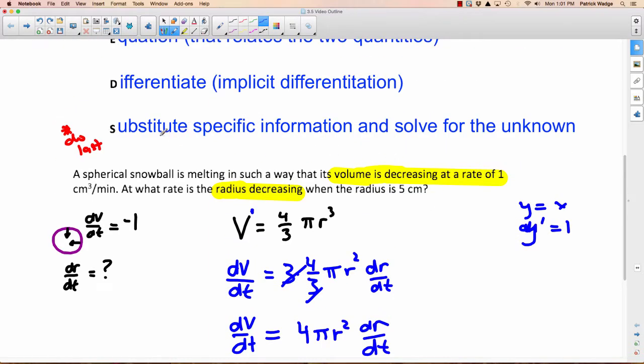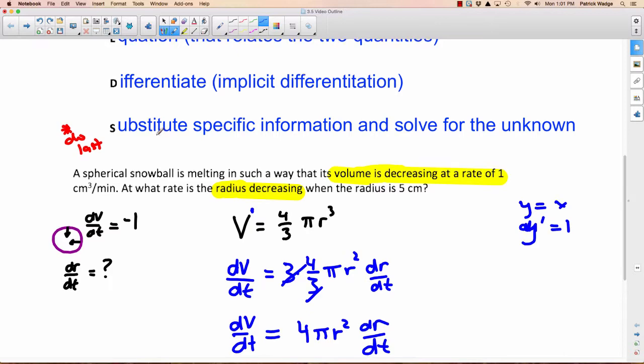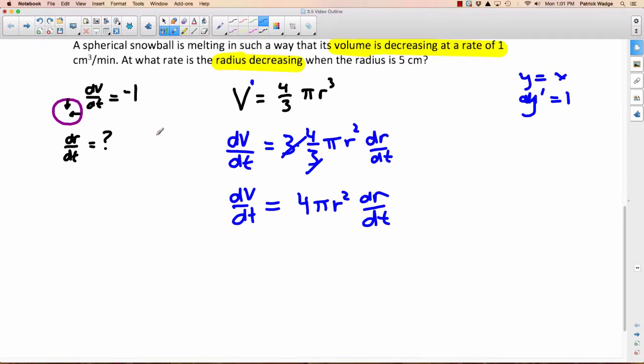Now what we're going to do is substitute in the stuff we know. So let's see what we know. Do we know dV/dt? Yeah, we do, right here. dV/dt equals -1. 4 pi. Do we know r? Yeah, we're interested in the rate that the radius is decreasing when the radius is 5 centimeters. That's the specific radius we're interested in. So we're going to plug 5 in here. So we've got 5 squared.